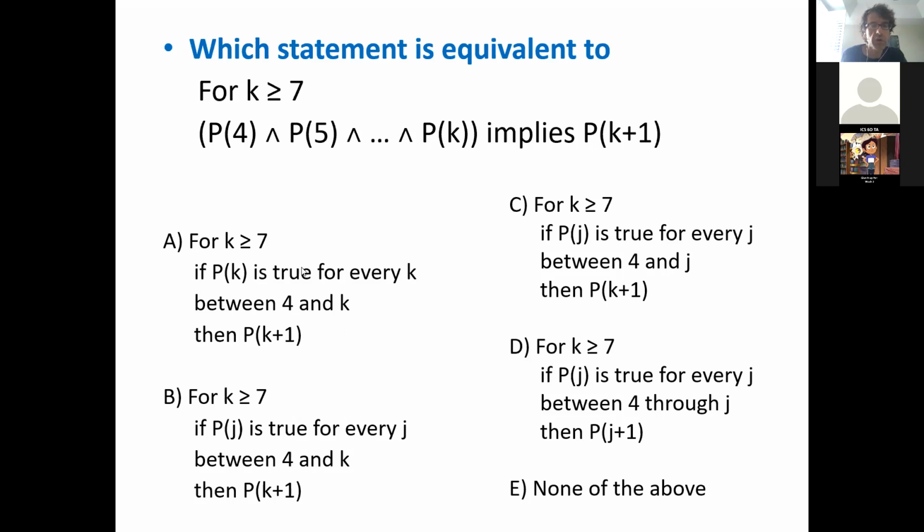No, so what's wrong with A? P of k is true for every k between 4 and k. This is self-referential, right? This is a universal quantifier. The free variable is k, and then you define the domain of this variable as an interval between 4 and k. This you cannot do. You cannot define a free variable in terms of a range which you denote with the same variable. So it is B. If the predicate is true about every index in this range, then this is correct.